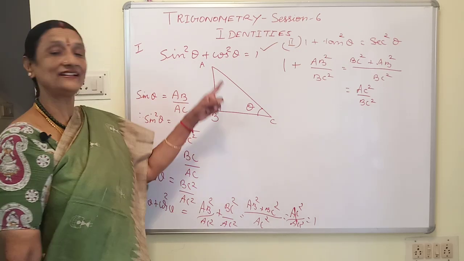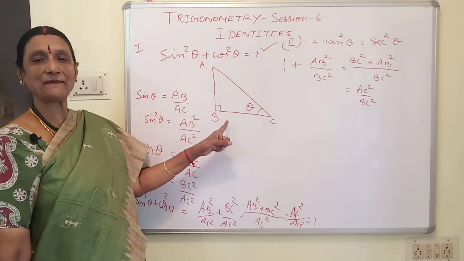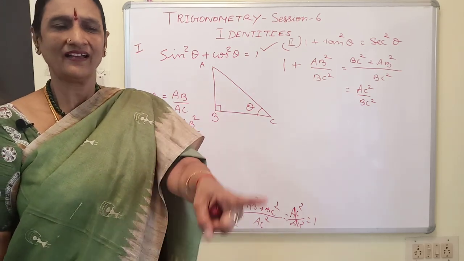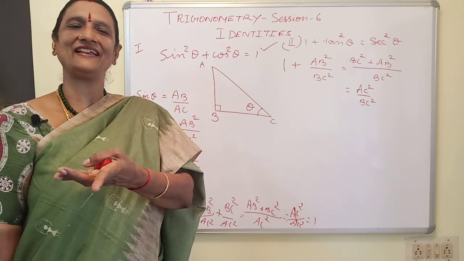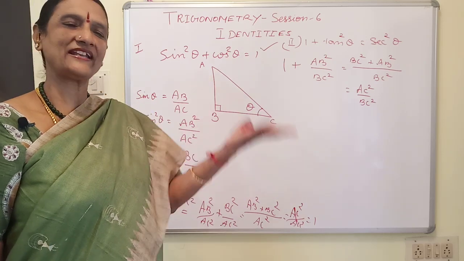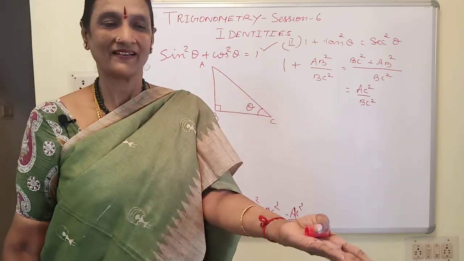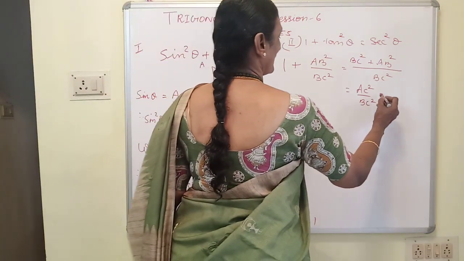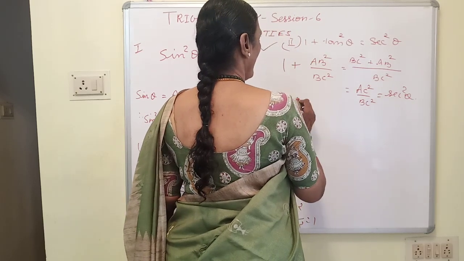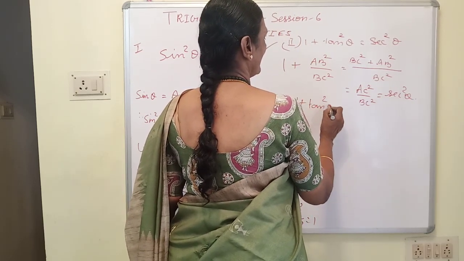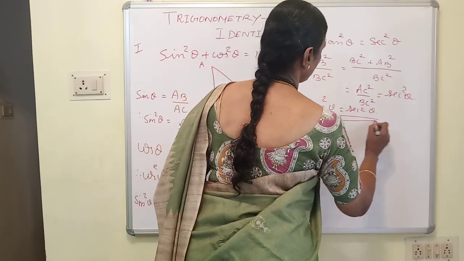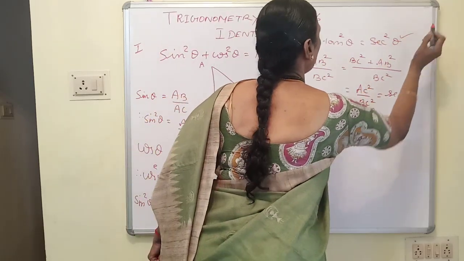Now look at your triangle and tell me what is AC by BC? Hypotenuse divided by adjacent. Who is ready with the answer? Hypotenuse divided by adjacent is nothing but secant, isn't it? Secant theta. Therefore, AC square by BC square is secant square theta. Therefore, 1 plus tan square theta is equal to secant square theta. This is identity number 2, that is proved.